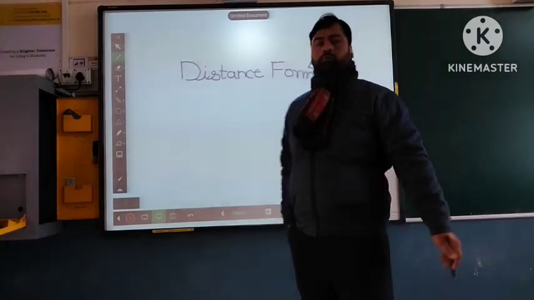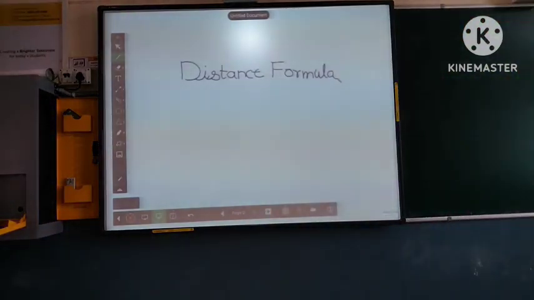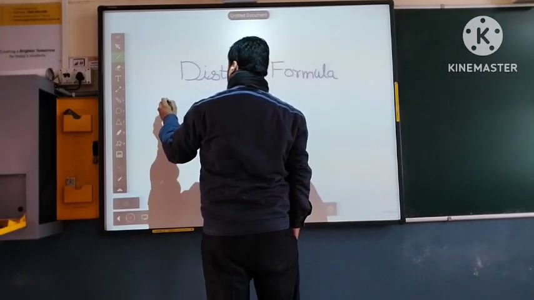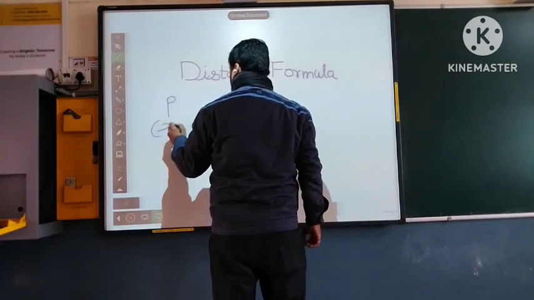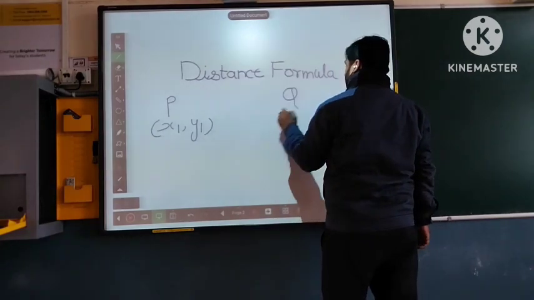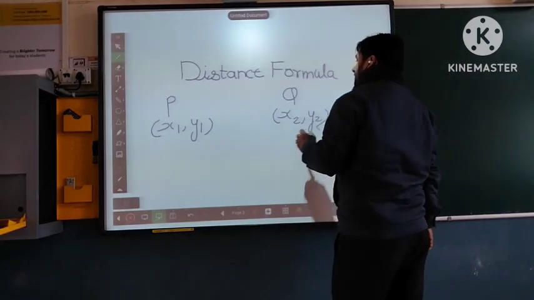So students, we will start the distance formula now. For this, I have already sent you the PDF. The distance formula is basically used for finding the distance between two points whose coordinates are known. Now see, if I take a point P whose coordinates are x1 and y1, and I take a point Q whose coordinates are x2 and y2.